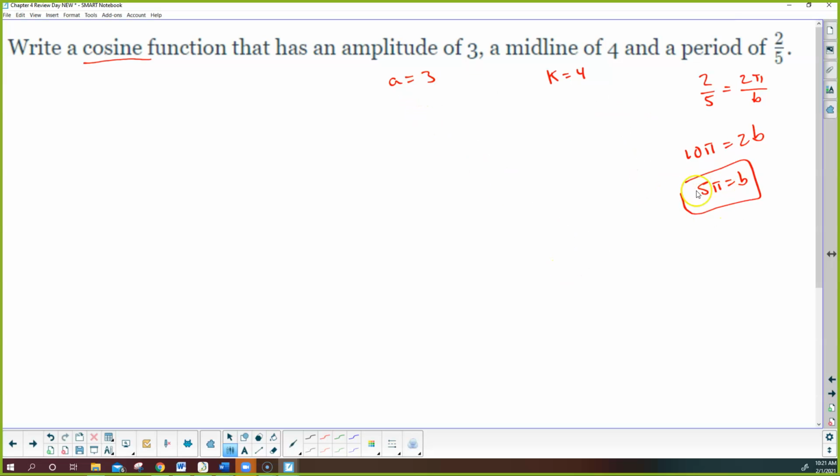Now notice, a, b, k, they don't tell me I have a shift. So I know it's a cosine function.